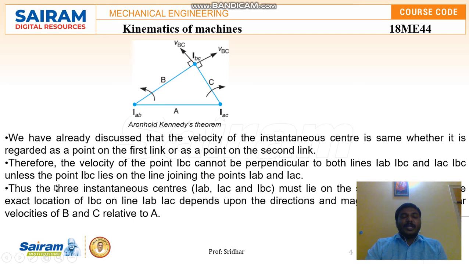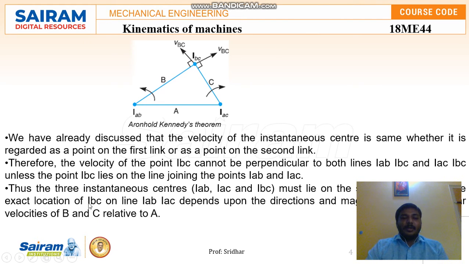So these three instantaneous centers, IAB, IAC and IBC, must lie on a straight line. The exact location of IBC on the line of IAB and IAC depends upon the magnitude and direction of the angular velocities of B, C relative to A.